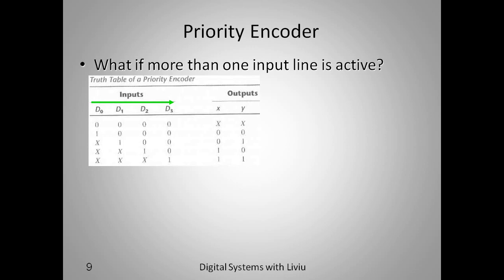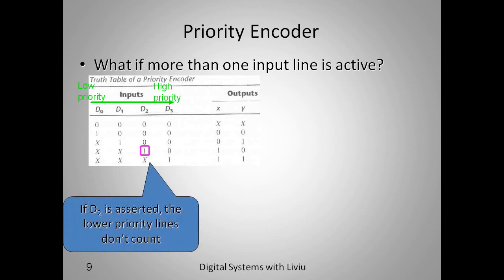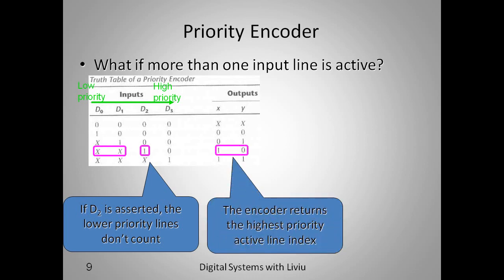but the inputs are arranged in a priority order. The one on the left, the D0, is the lowest priority input, while the D3 is the highest priority input. So for example, if we assert D2 line, we could assert the D1 and the D0 as well, but it doesn't matter because the highest priority is D2, and this is what concerns this priority encoder. Therefore, the output would be the highest priority active, which is 1, 0, binary 2.